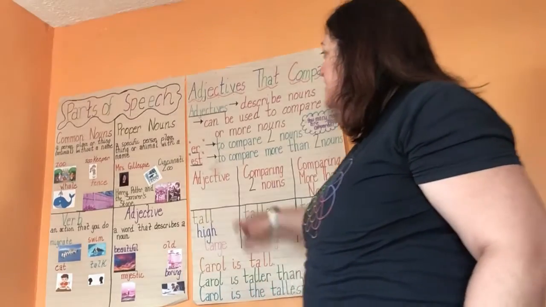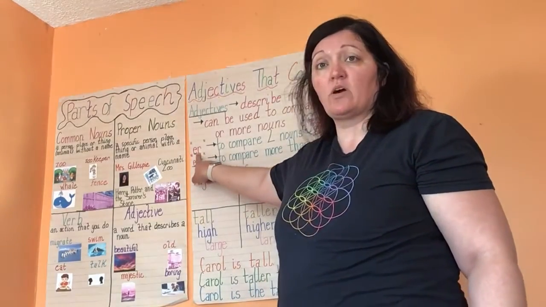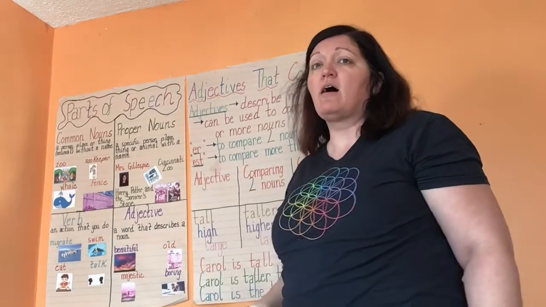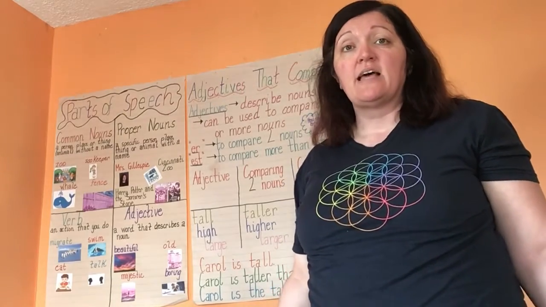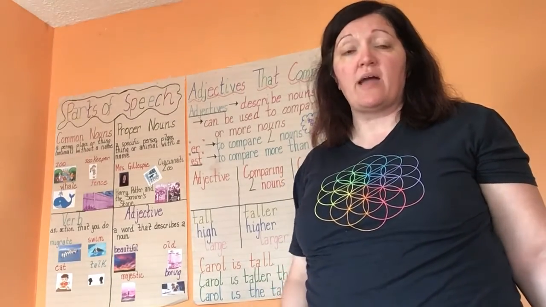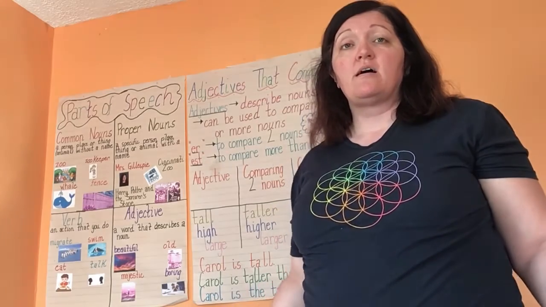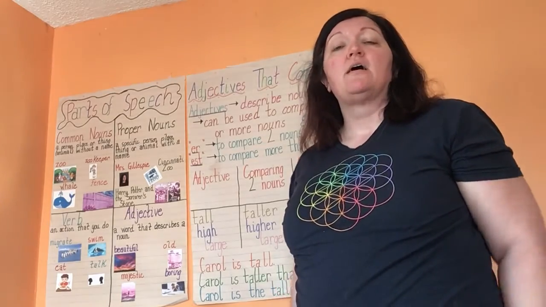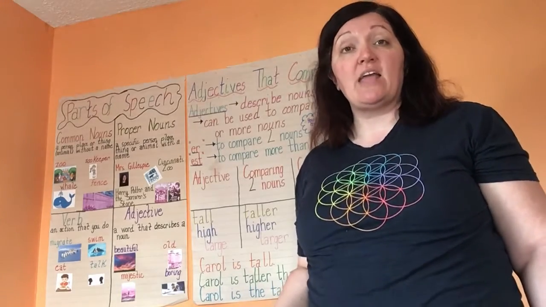When we do that, most of the time, we either add ER at the end of the adjective, or EST at the end of the adjective. Now, with every rule, there are some outliers. There are some things that it doesn't work like that. We might use the words more or the most, like the most beautiful. We wouldn't say beautifuler. But for right now, we're just focusing on adjectives that we can add ER and EST to.